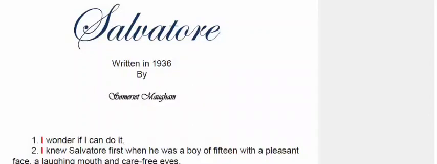Hi there, dear friends. This is your personal English coach, Professor DC, and in this video, we will understand a very simple and short story written by Somerset Maugham. This is called Salvatore. The story was written back in 1936.